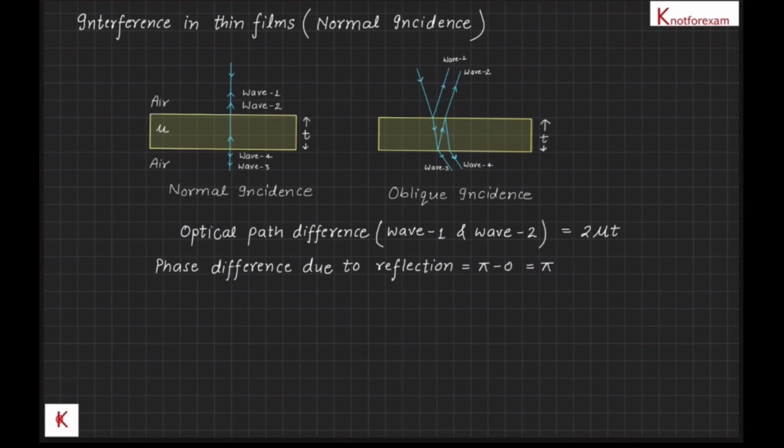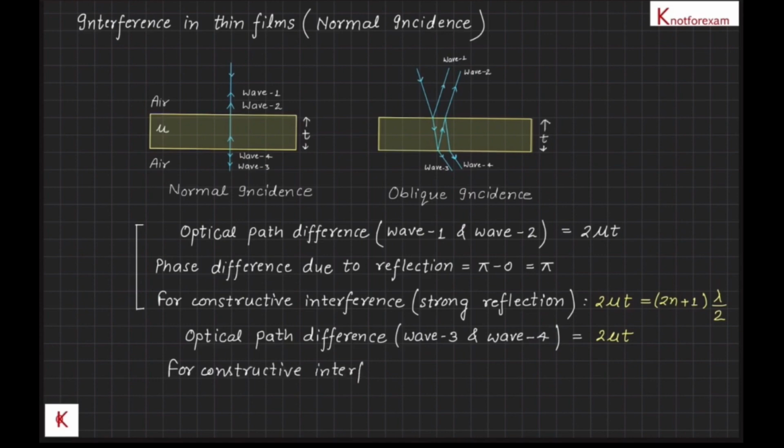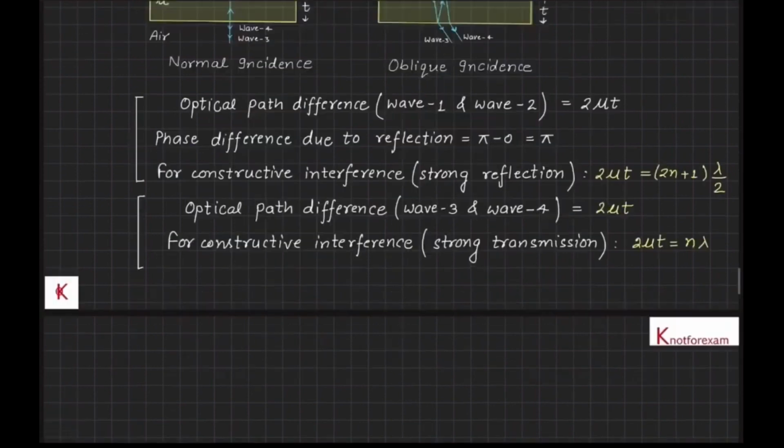Therefore for constructive interference in reflected wave, that is for a strong reflection, 2μt will be equal to (2n+1)λ/2, and optical path length difference between wave 3 and wave 4 is 2μt, and there will be no phase difference caused by reflection in wave 4. Since reflection is from denser to rarer medium, therefore net phase difference is only due to optical path length difference. Therefore for constructive interference in transmitted wave, that is for a strong transmission, 2μt will be equal to nλ.